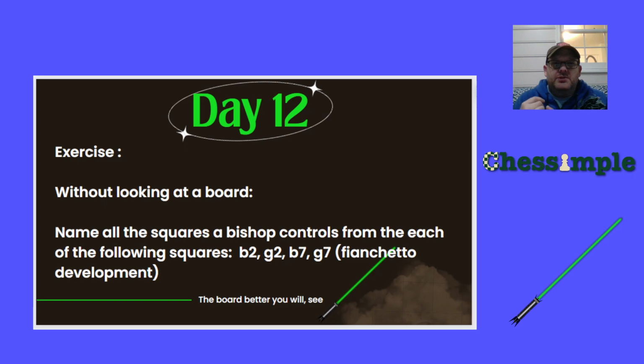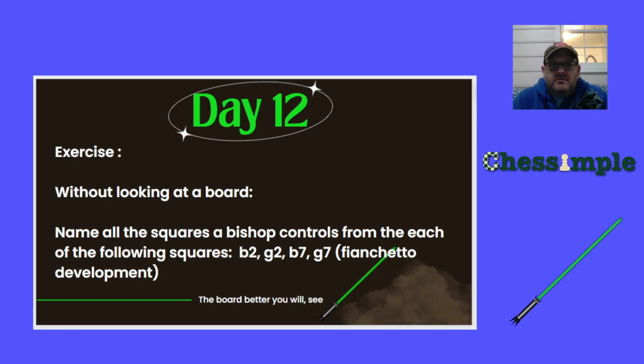And so for this day, the exercise is to name all the squares that a bishop controls from each of the following squares. And those squares are B2, G2, B7, and G7. And note, these are the squares that the bishop moves to when it fianchettos. So we're looking at what squares the bishops control when they are developed to their fianchetto squares.